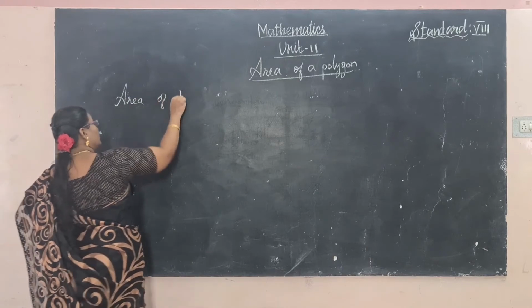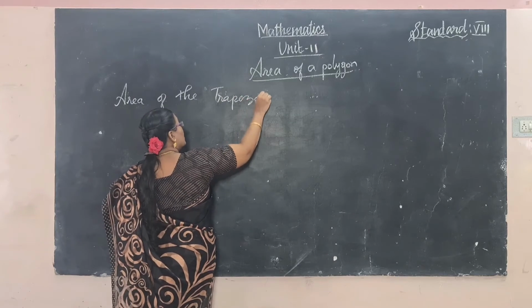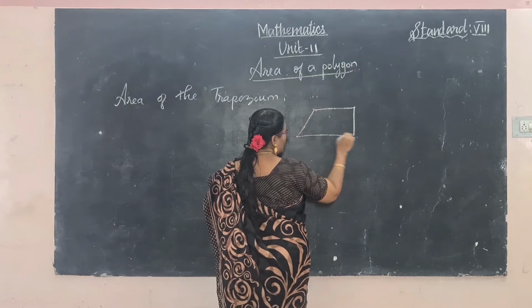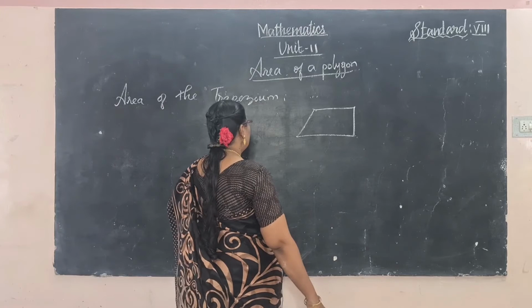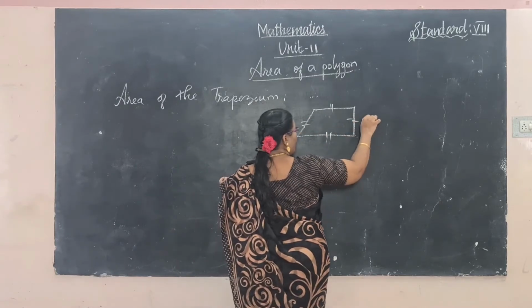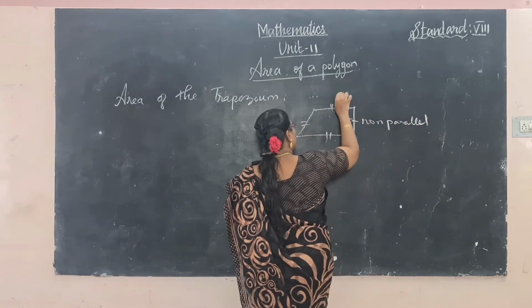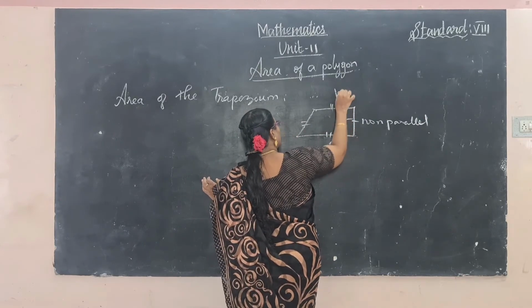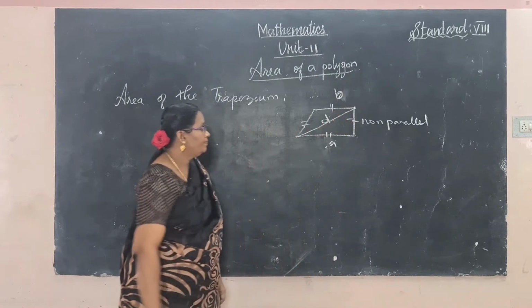Area of the trapezium. Okay, so area of the trapezium, you know the trapezium picture? Okay, so these are non-parallel sides, these are parallel sides. We have considered A here and B here, having the one diagonal D. Okay, right.